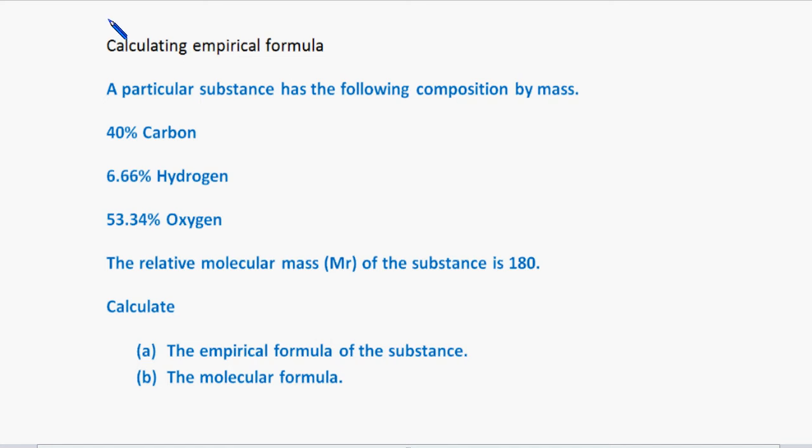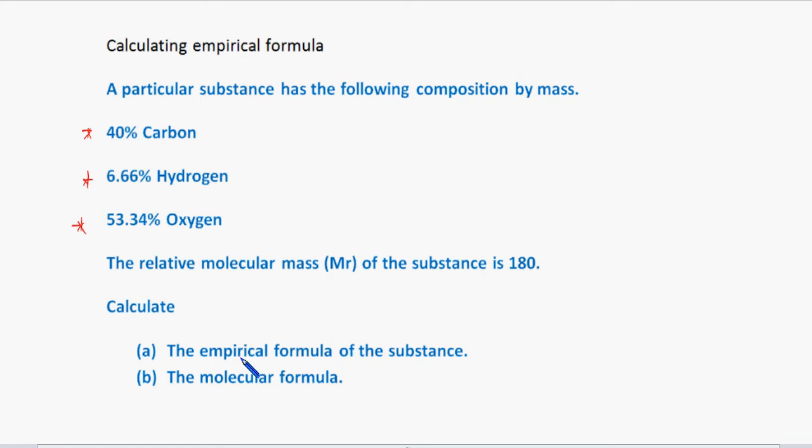Now, another type of question that can be asked is to calculate empirical formula. So in this example, we have a substance that has the following composition by mass. It has 40% carbon, 6.66% hydrogen, and 53.34% oxygen. And they told you the relative molecular mass of the substance is 180. Calculate the empirical formula of the substance and the molecular formula.